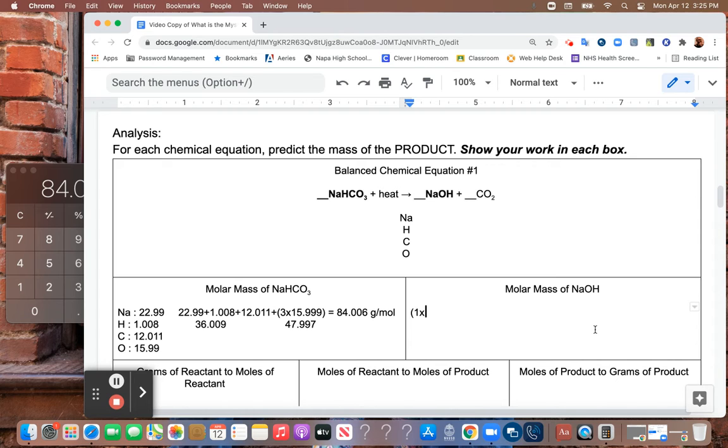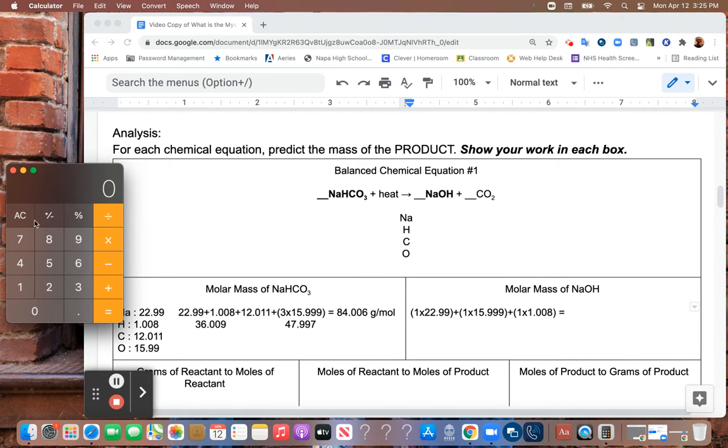So we're going to do 1 times the mass of sodium. What is the mass of sodium? I'm going to add that to oxygen. So how many oxygens are there? What is the mass of oxygen? And how many hydrogens are there? And what is their mass? All right, and when you do all that, what answer do you get?